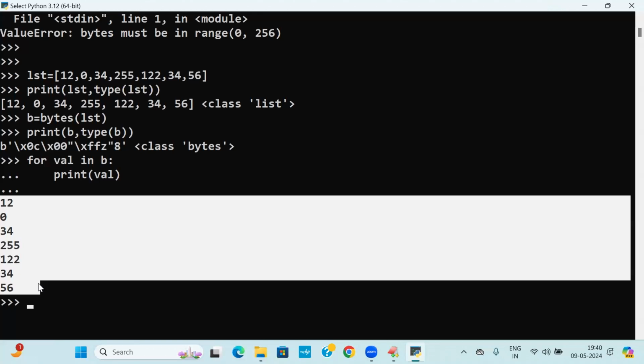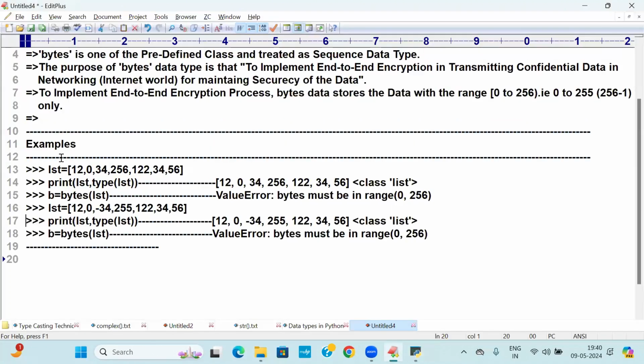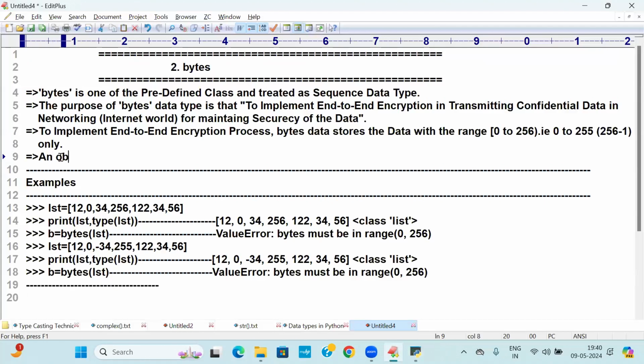When you type in a WhatsApp window, hello, how are you? When it receives hello, how are you? The order is maintained the same. So the bytes data type maintains the order of insertion. Are you getting it? Here I will write: an object of bytes maintains, what is this? Order of insertion.